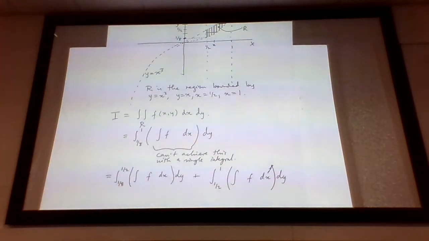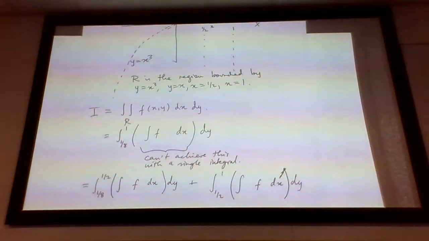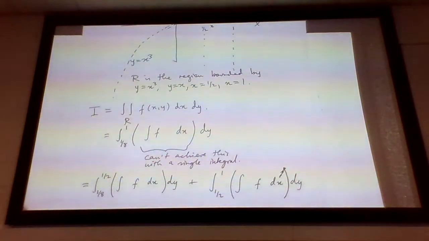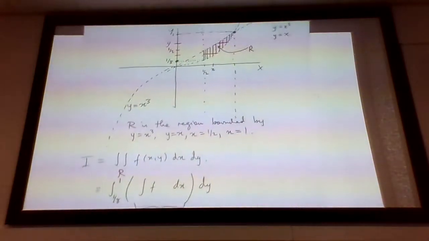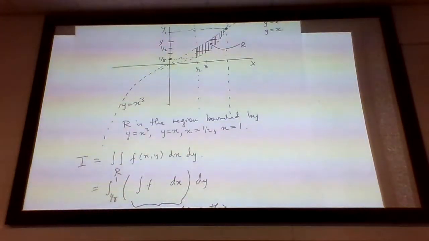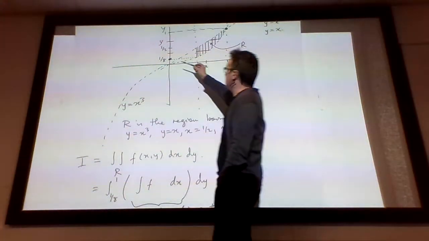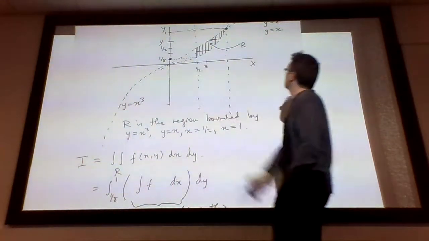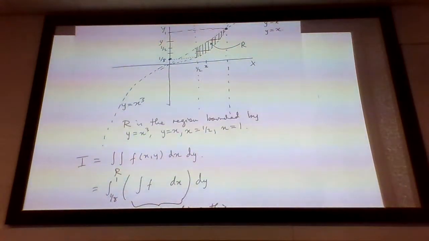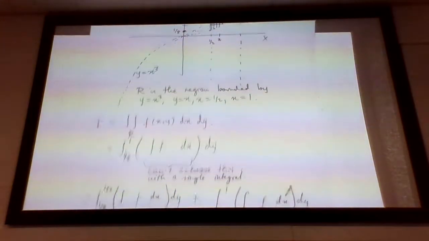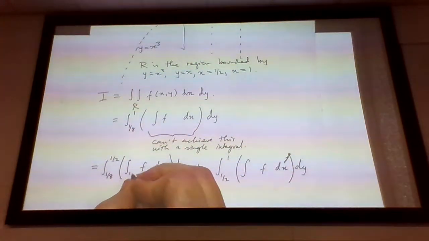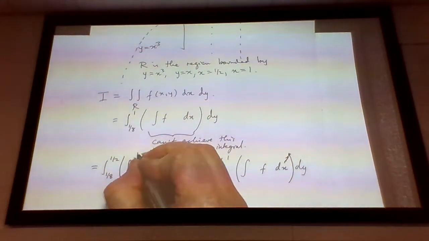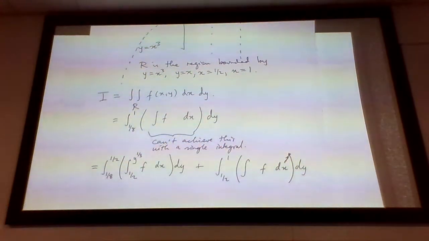And now we can determine what these x limits are. Okay. So for the first bit, between y equals an eighth and a half, we're always going from x equals a half up to x equals the cube root of y. So we're going from x equals a half up to y to the power of a third.